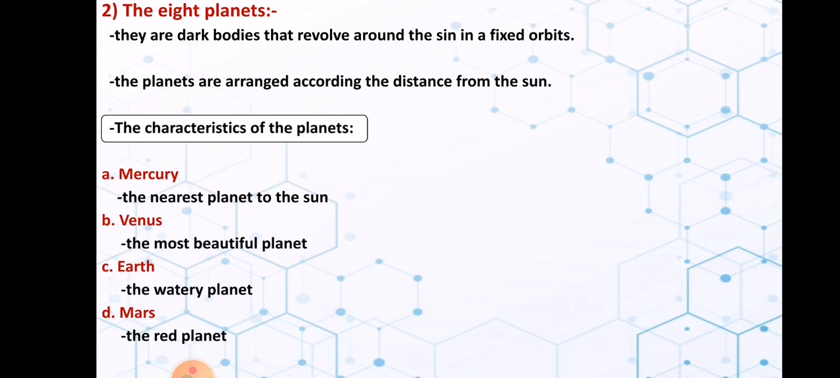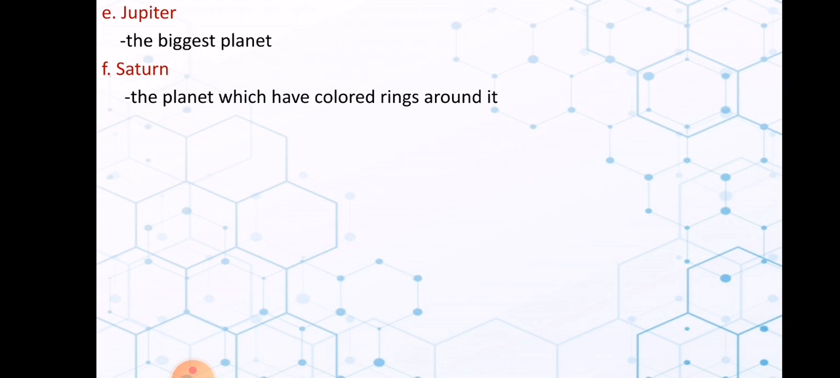Okay, let's move to the fifth planet, which is Jupiter. Jupiter is the biggest planet in the solar system. While Saturn is a planet which has colored rings around it.